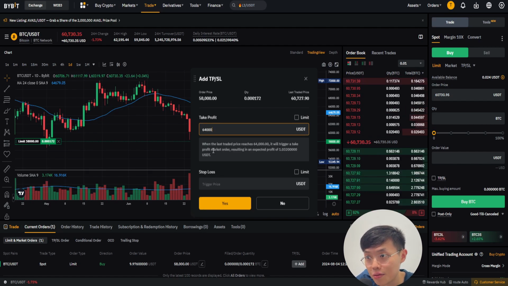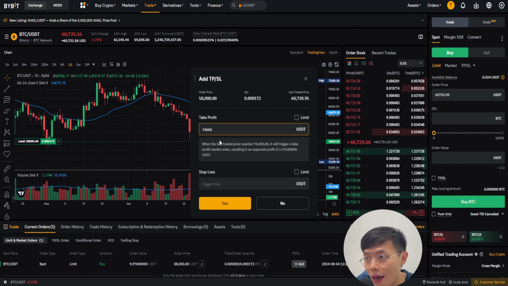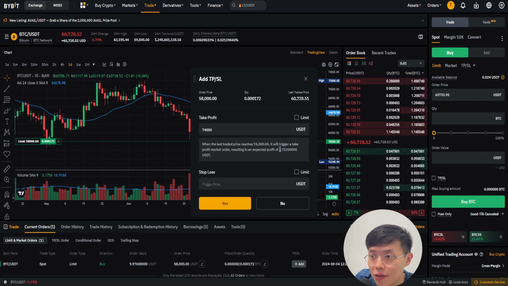When the trigger price reaches 64,000, or let's put it higher, 74,000, my expected profit will be 2.75. From the 10 USDT, if the price reaches 74,000 per BTC, then I can gain a profit of 2.75. So it calculated everything for you.